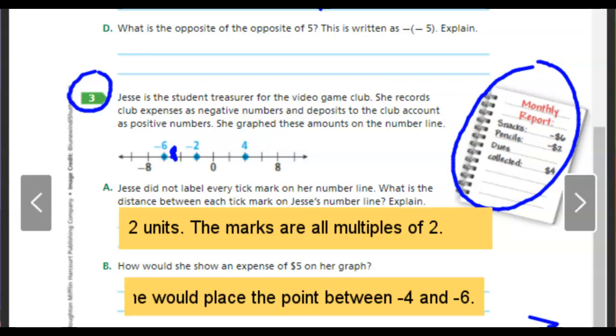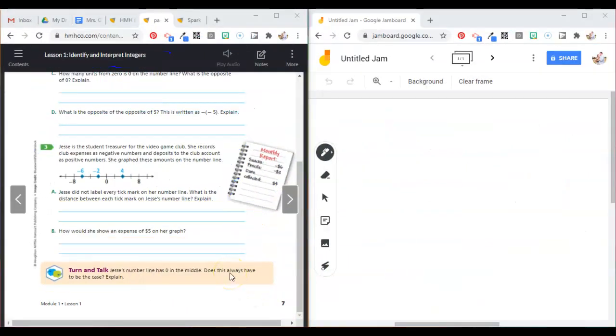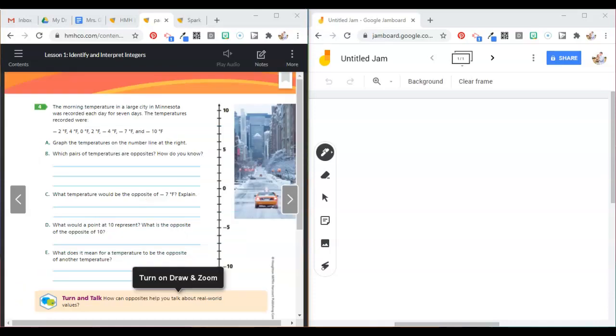Now we need to turn to page 8. Okay, we're on page 8 now. This is our last problem of the Build Understanding videos, and it's quite a long one, so let's get started on it. On number 4, right up here at the top. The morning temperature in a large city in Minnesota was recorded each day for 7 days. The temperatures recorded were -2, 4, 0, 2, -4, -7, and -10 degrees Fahrenheit.